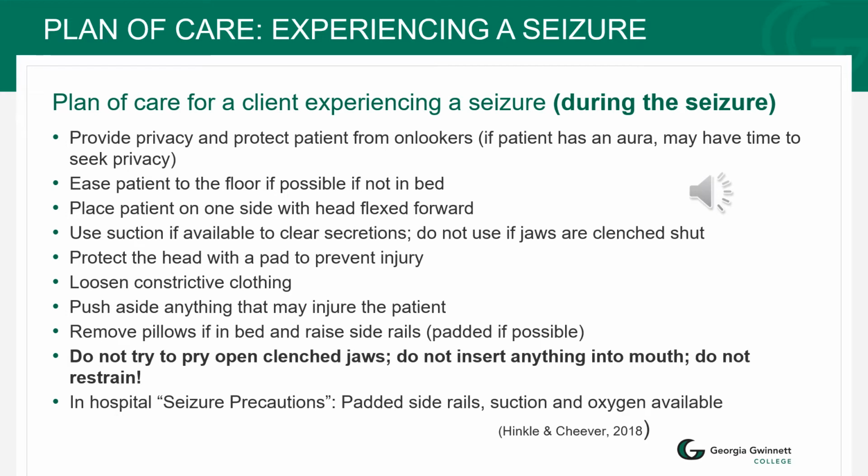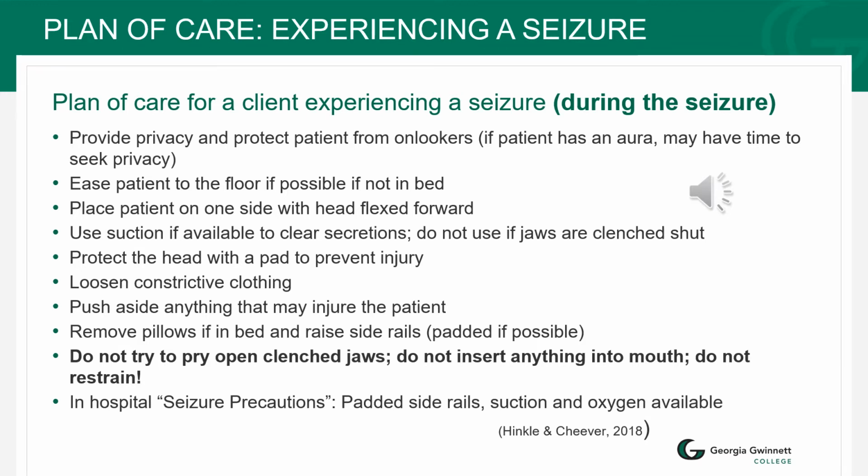So I showed you in the other slide that in the generalized seizures, they can have what's called an aura, or almost a premonition that they know that this seizure is going to come on. So they may have time to seek privacy. But if that happens, always make sure somebody is with them. We don't want them to seek privacy, go somewhere where there's no one to help them if they need help. But if they are standing, we want to ease them to the floor. If they're in the bed, let's keep them in the bed.